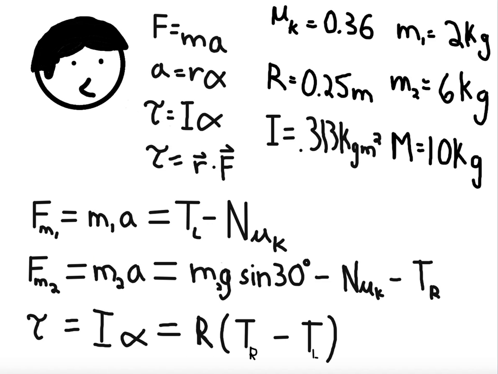So the force on m1, mass times acceleration, is equal to the tension going leftwards minus the frictional force. For the second object, the force is also mass times acceleration, and it's m g sine 30 since it's going down, minus the frictional force and minus the tension. And tau is moment of inertia times alpha, which is the same as r times the tension on the right minus the tension on the left.